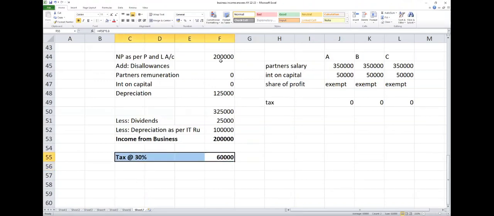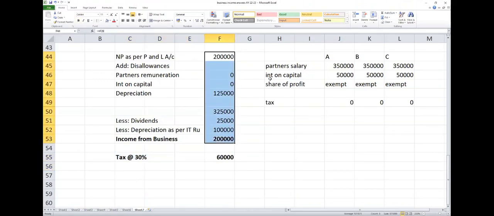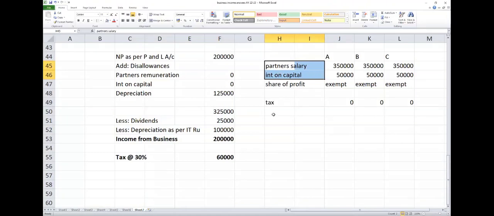Now the firm will pay tax only on the profits, not on partners' salary and interest on capital. After paying this tax, the balance profit is shared, and it is now exempt, because only the firm pays tax on profit. Salary, partners' remuneration and interest on capital are fully allowed in the hands of the firm. On the other hand, they are taxed in the hands of the partners.